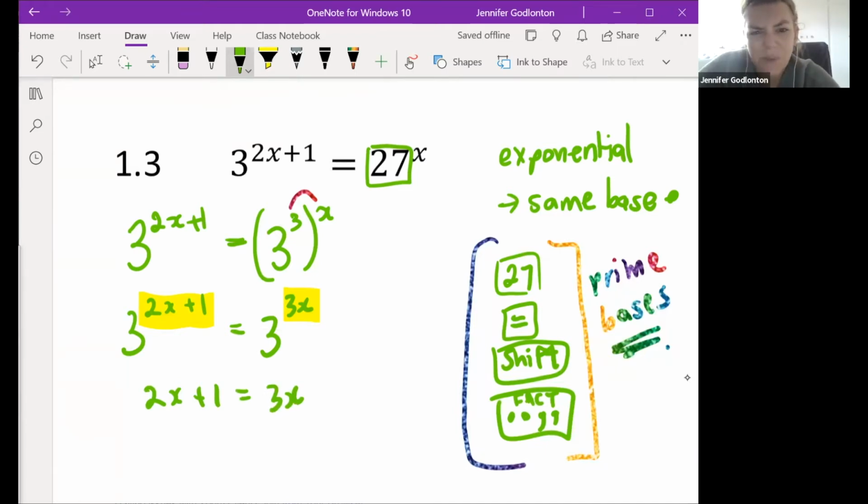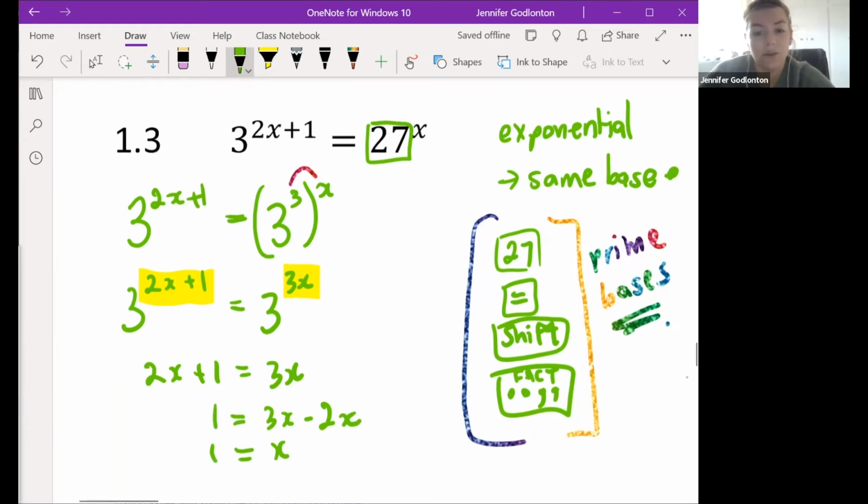And now when we get to this point, we can just solve it like a normal equation. So we can say 1 is equal to 3x minus 2x, which means that 1 is equal to x. And if you want to write it as x is equal to 1, that's also totally fine. You can leave it like this, or you can change it as x equals 1. But that's your answer.